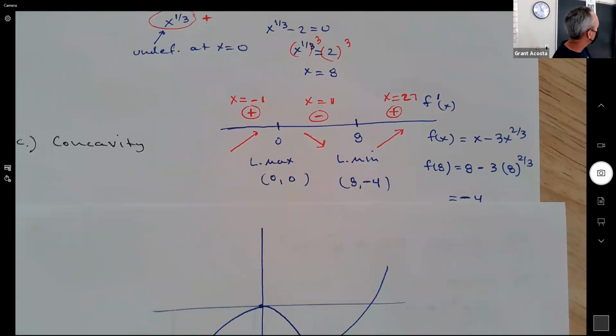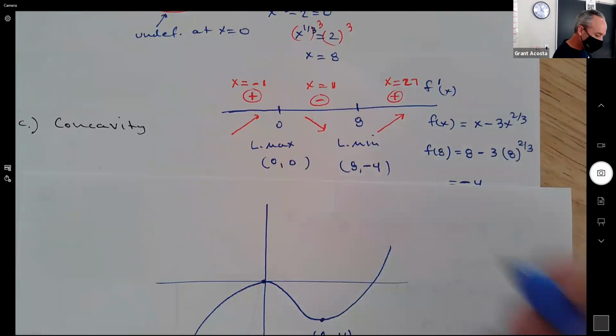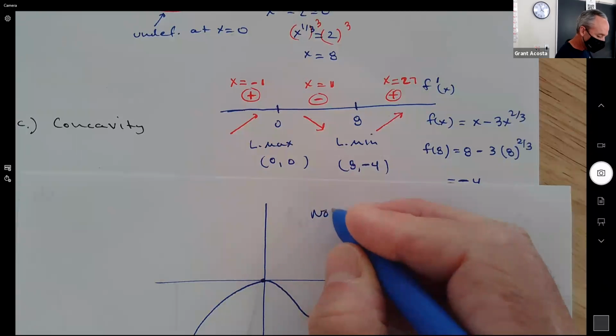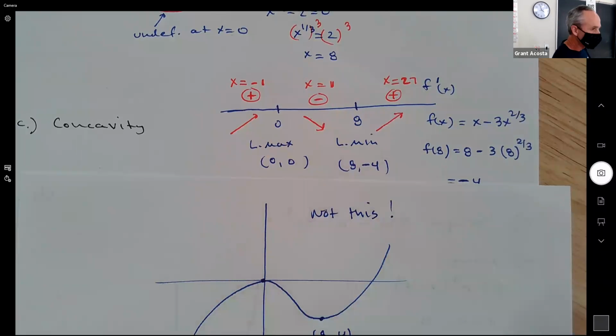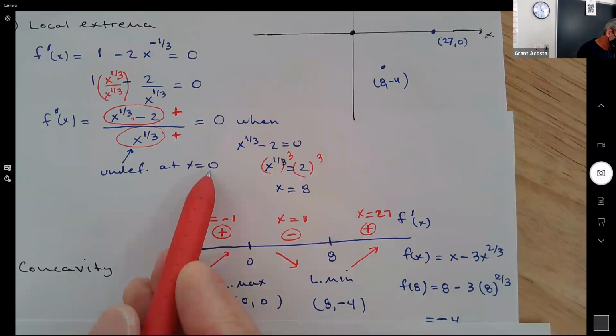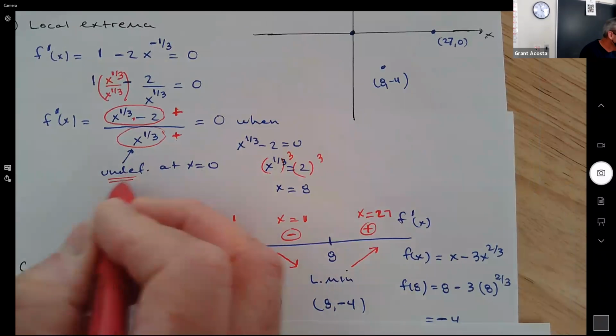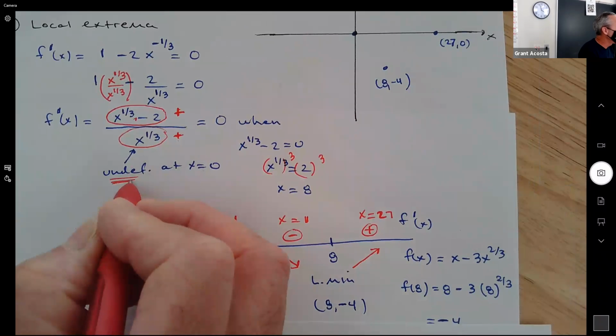Oh, you've got to see it first of all. Why can't it be this? Not this. Exactly. If we draw it like this, it makes it look like the slope of the tangent line was equal to 0 at 0, huh? But if you go back to how we got 0 as a critical number, it was from the derivative being undefined, not equaling 0, right?